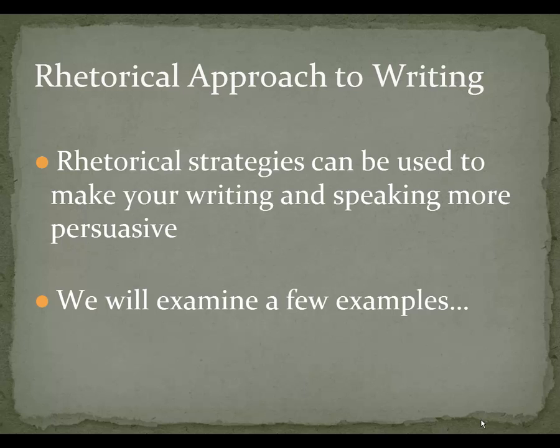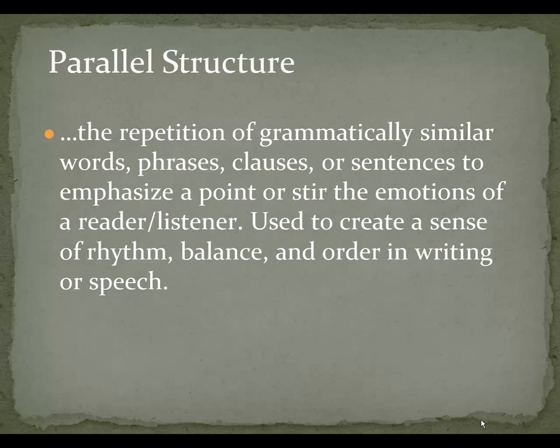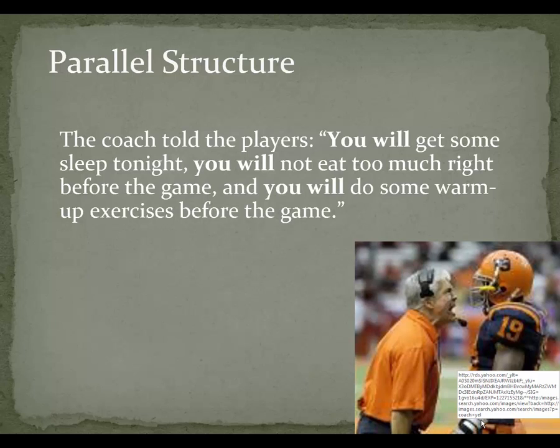These strategies can be used to make your writing and your speaking more persuasive. The first is parallel structure. This is the repetition of grammatically similar words, phrases, clauses, etc., used to create a rhythm or balance within your writing or speech. And chiasmus is the inverted parallelism, or the opposite of that, meaning you must eat to live, not live to eat. So it stops the reader in their tracks to think about what it is that you're trying to convey. An example of parallel structure is, "You will get some sleep tonight. You will not eat too much right before the game, and you will do some warm-up exercises before the game."